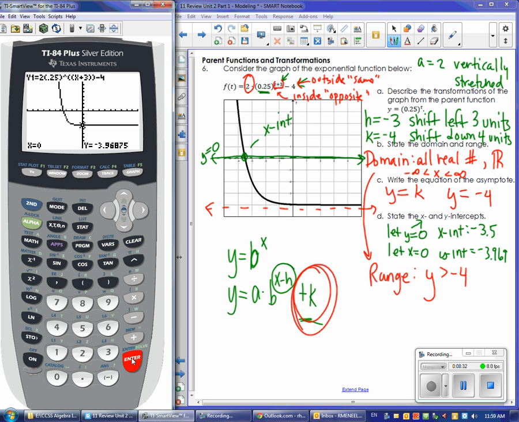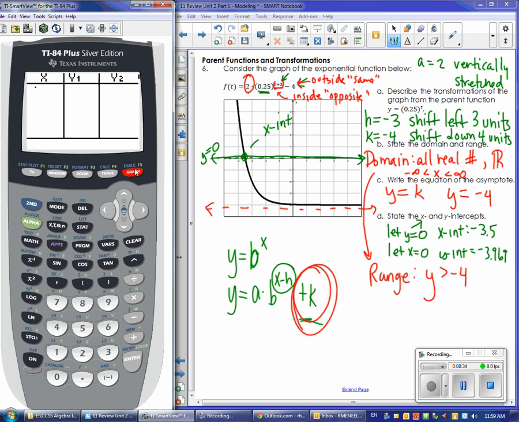Another way to do that would be to go to your table. If you hit second graph, it'll take you to the table. You can scroll until you get to where x is 0, and that'll tell you that the value is -3.969. And those are probably the 2 easiest ways.